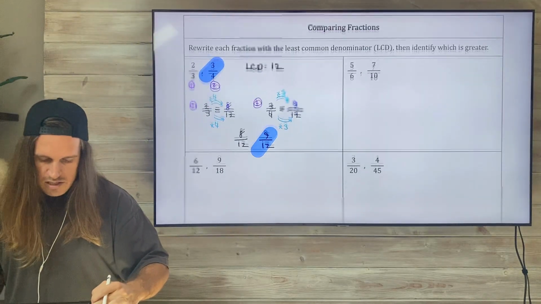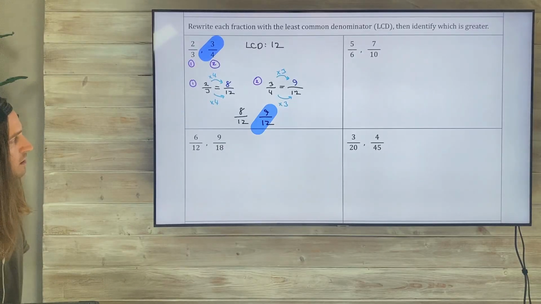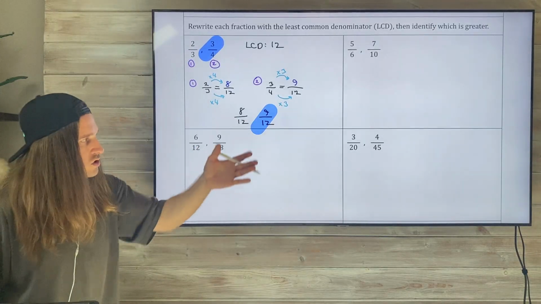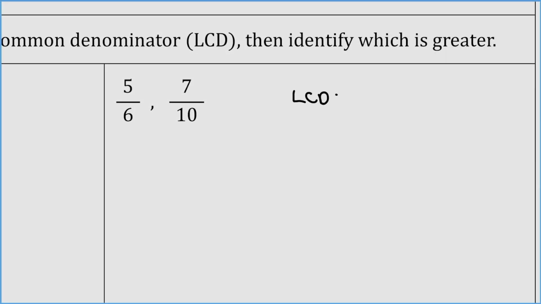I'll zoom out and you can see, let's just display these first 4 problems here. So pause the video, try these, see what you can figure out. The LCD for 6 and 10, remember it's not 60, but it's 30. Now you would still get the problem right if you use a 60, but 30 is smaller, so I think it's a little bit easier.